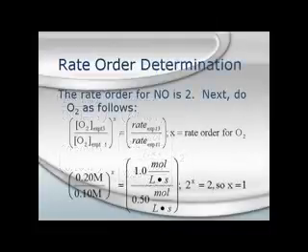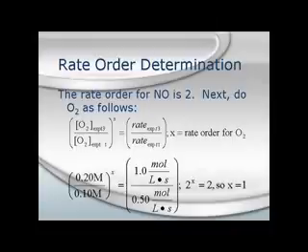From our previous calculation, we've determined that the rate order for nitrogen monoxide is 2. So next we're going to do the oxygen. Now oxygen, we're going to use the concentration from experiment 3 over the concentration from experiment 1 raised to some power x is equal to the ratio of the rate from experiment 3 divided by the rate from experiment 1. And that will give us the rate order for O2.